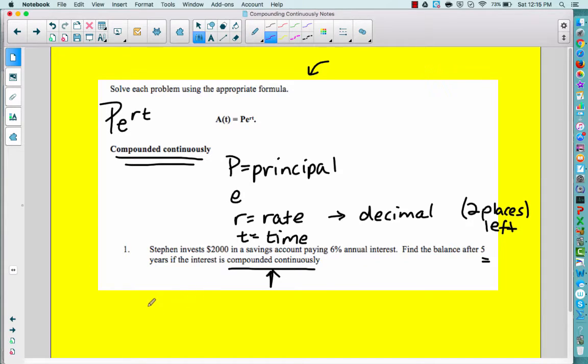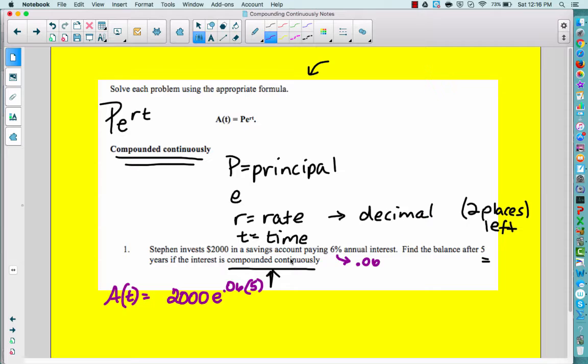All right, so my initial amount was $2,000, and we'll leave it as A at t. $2,000 times e. My annual rate is 6, so I'm going to turn that into a decimal, 0.06. Remember, we move it 2 decimal places, so 0.06. And the time is 5 years.